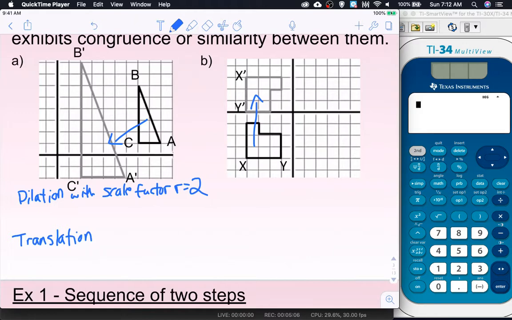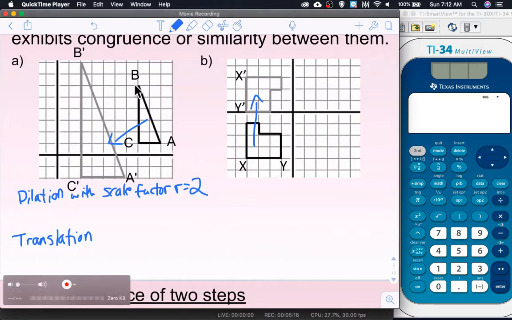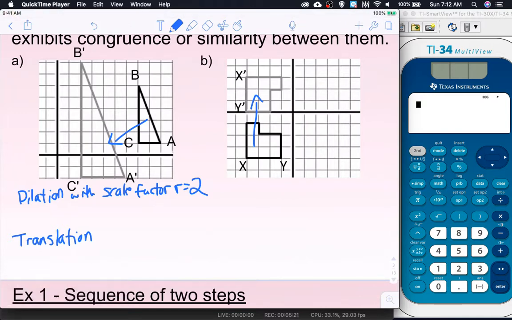Now, the next thing we need to know is, where's the center of that dilation? Where are we dilating from? Most of the time, if you have a choice, I would pick one of the corners of the object. So, I'm going to, oh man.